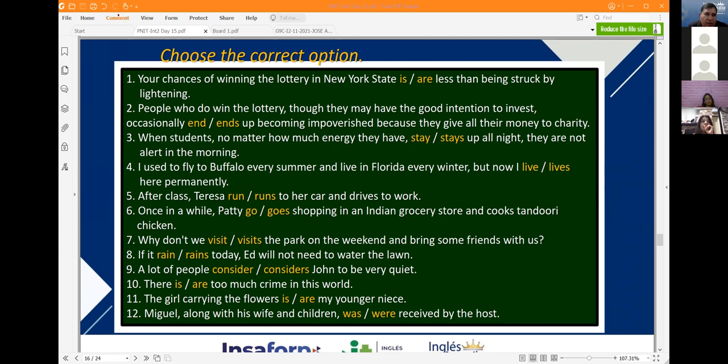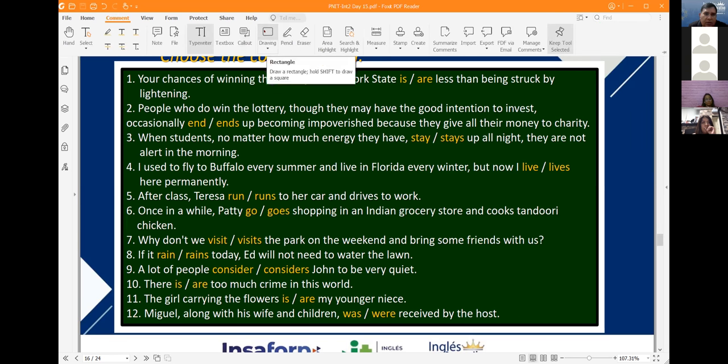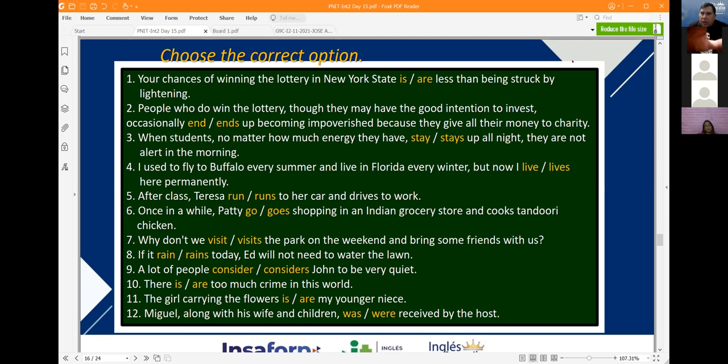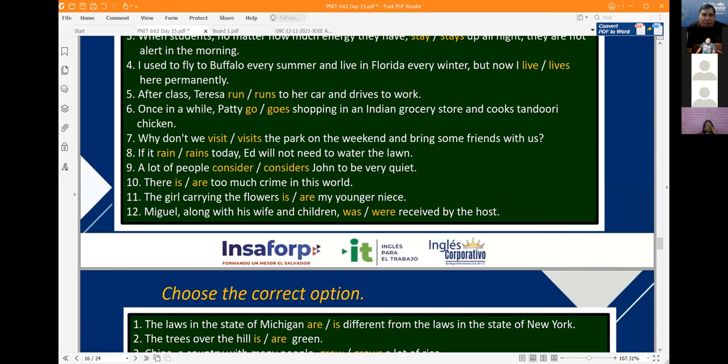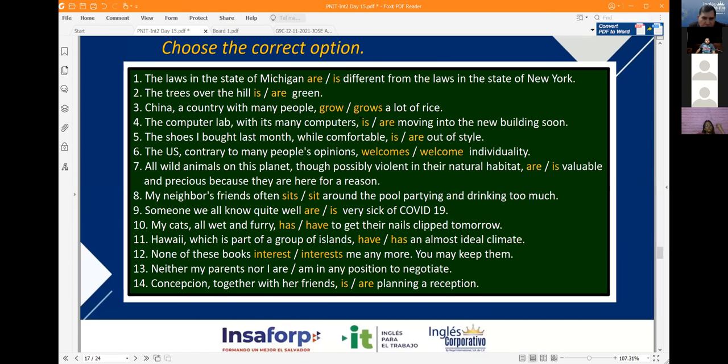Example: your chances of winning the lottery in New York State are less than being struck by lightning. We use are. Why do we use are? Because you say chances. Chances is plural. Therefore, chances are plural. So you have to read and choose. The same happens with the second one. You have to choose the correct option.